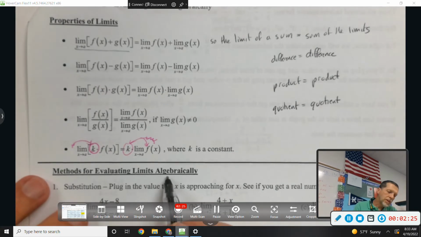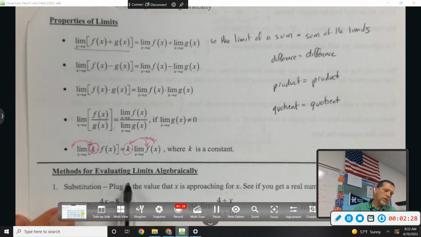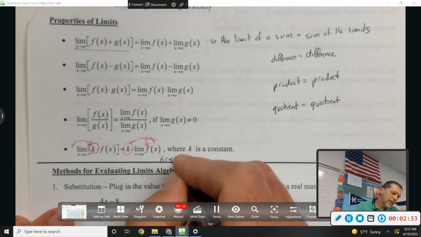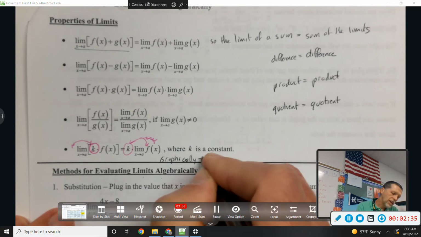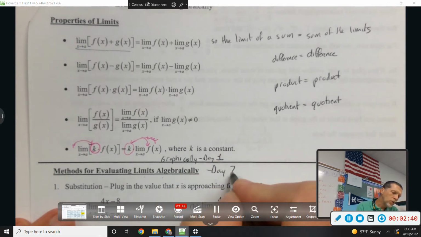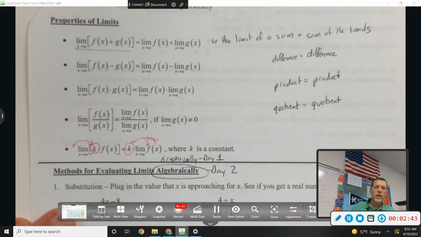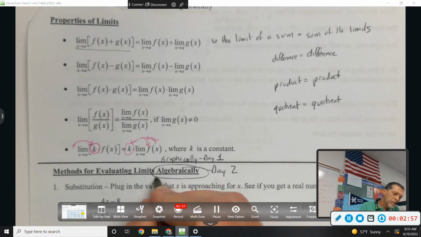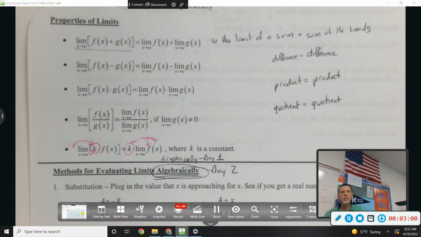All right, here's the big difference with today. Yesterday was methods for evaluating limits graphically. That was yesterday. Day 1, graphically. Day 2 is going to be algebraically. So you got the hang of it yesterday, and it was pretty easy. You just looked at the picture, and as long as you knew what you were looking for, like coming from the right, coming from the left, do they match? Like, that was pretty easy once you got the hang of it. Today is not too bad, but there aren't any pictures today. Like, we're going to have to do some algebra work today.